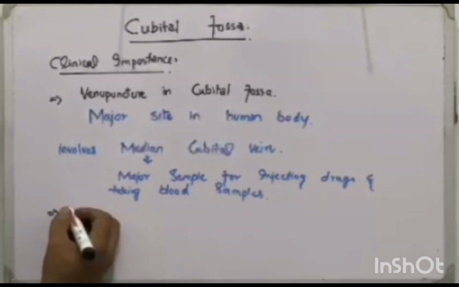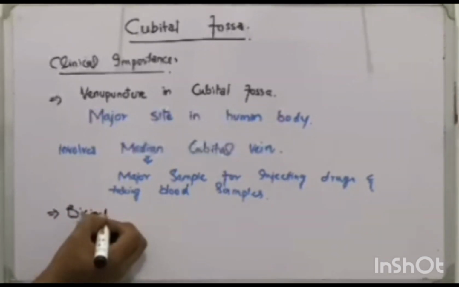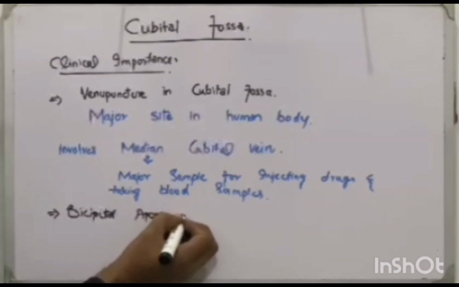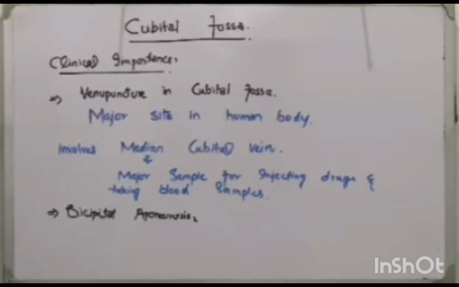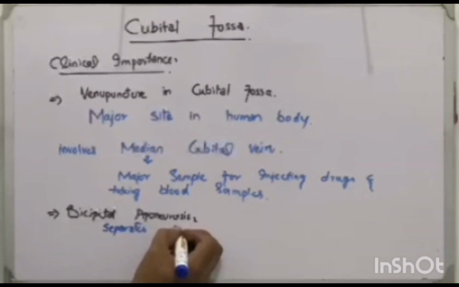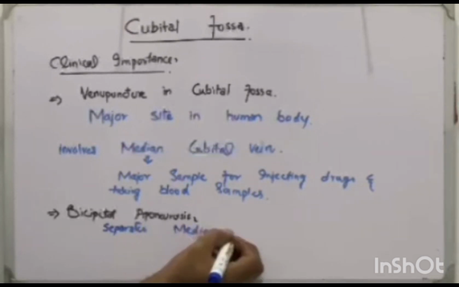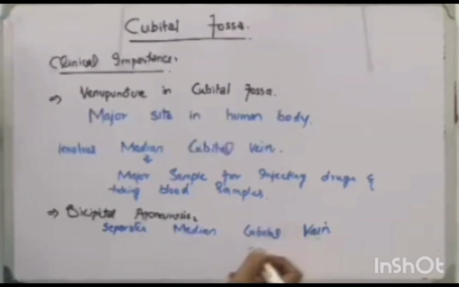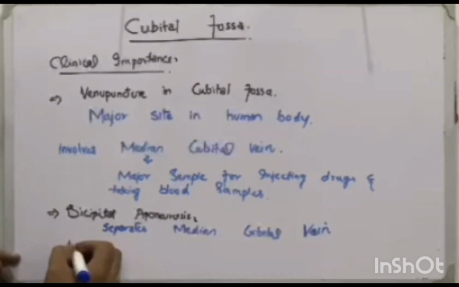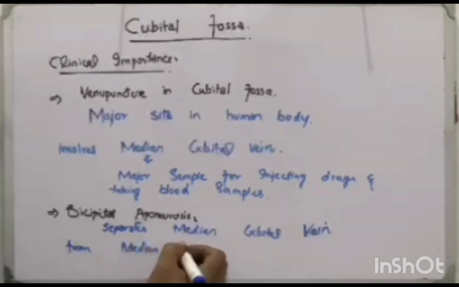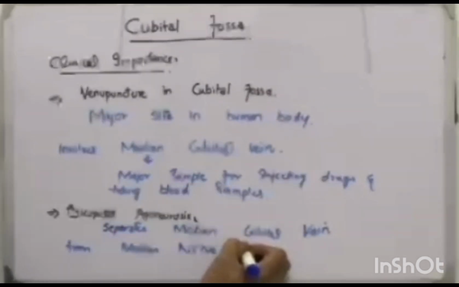Next, it is bicipital aponeurosis. What is the importance of bicipital aponeurosis? Bicipital aponeurosis is important because it separates the median cubital vein from the median nerve and the brachial artery.